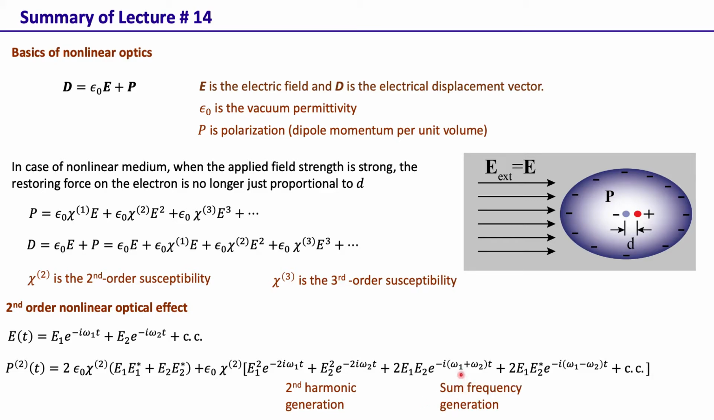Then we have this term which is the sum of the two frequencies, omega 1 plus omega 2, and this is called sum frequency generation. We also have the term which is the difference of the two frequencies, and this is called difference frequency generation.